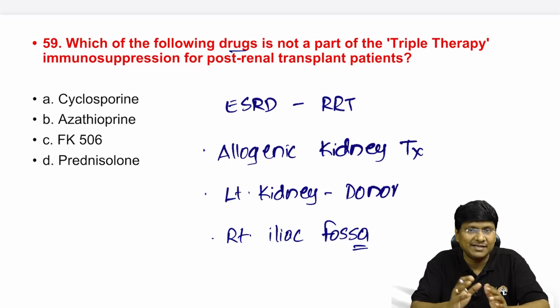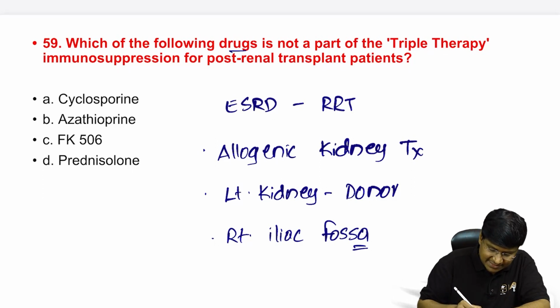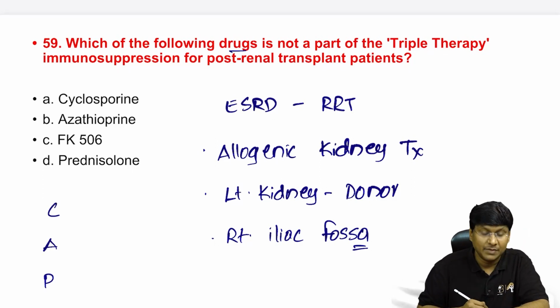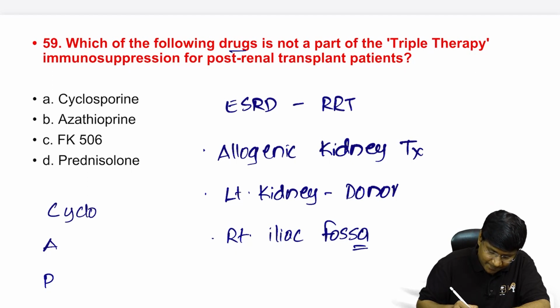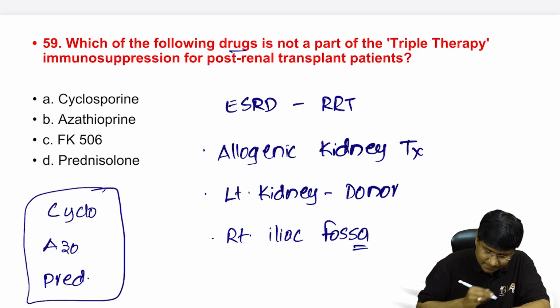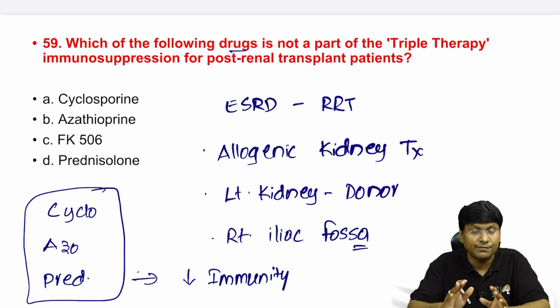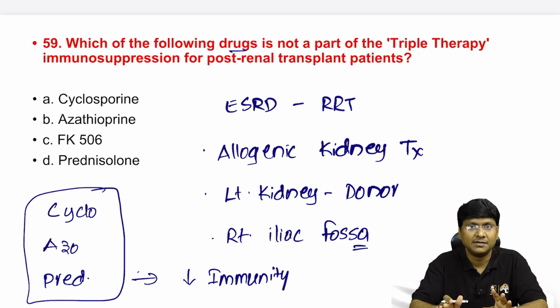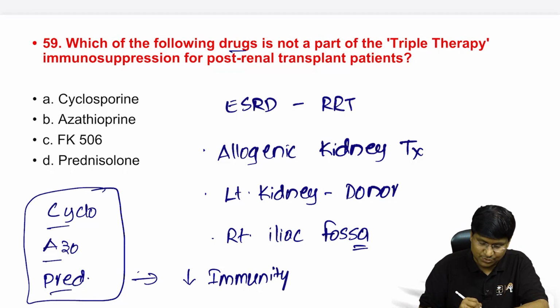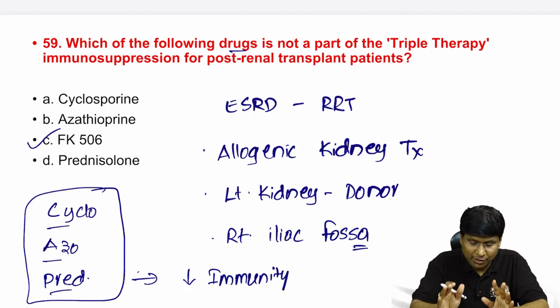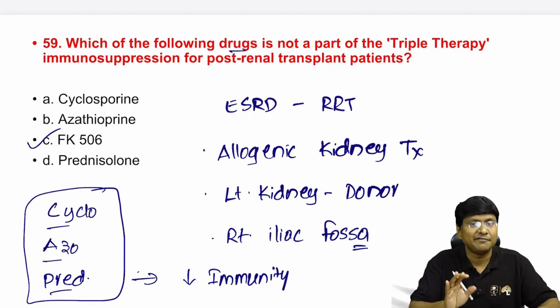And once you place the kidney in the right iliac fossa, immediately there can be immune rejection. So the drugs that you need to give are this particular CAP: cyclosporin, then azathioprine, and then prednisolone. These drugs have to be given mainly to suppress the immunity in the recipient. If you don't suppress the immunity, there will be immune rejection of the kidney. So that is the reason why you need to give cyclosporin, azathioprine, and prednisolone, right? What is not part of the triple therapy is FK506.